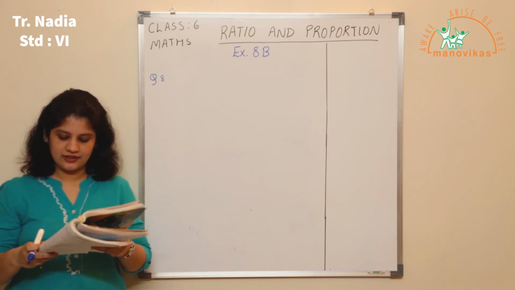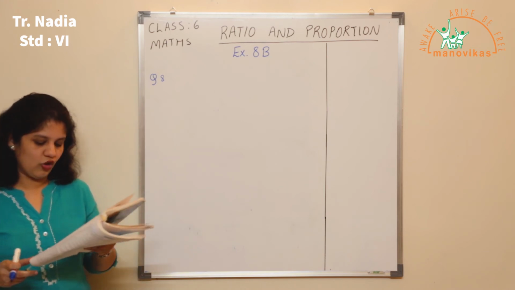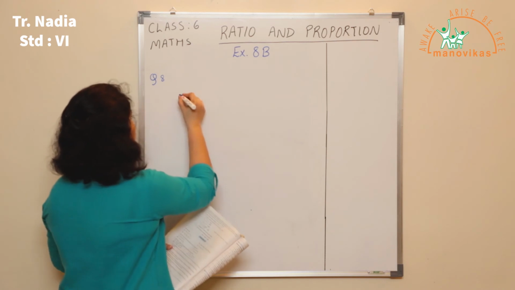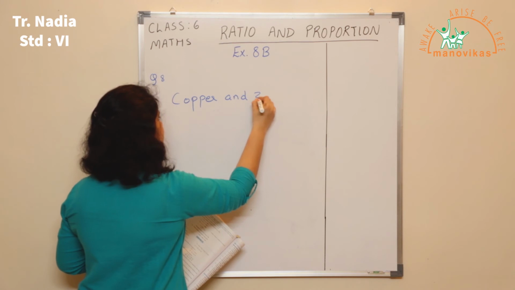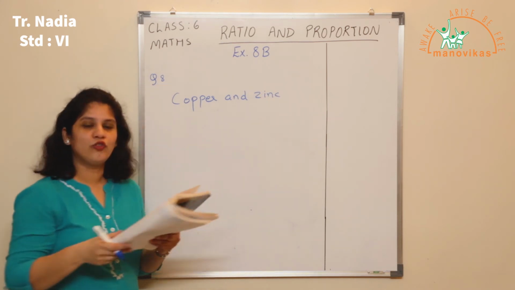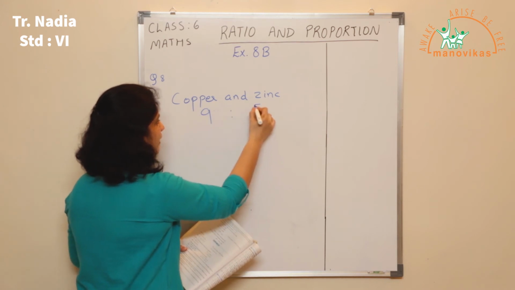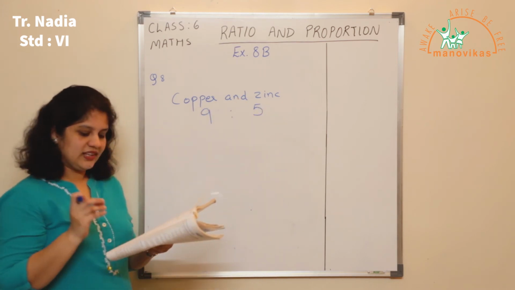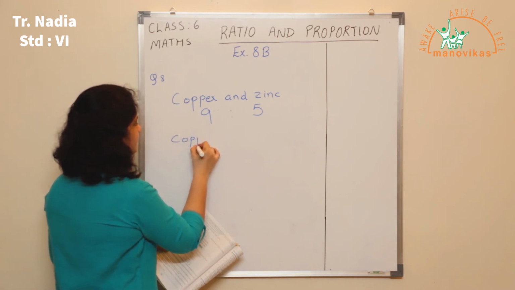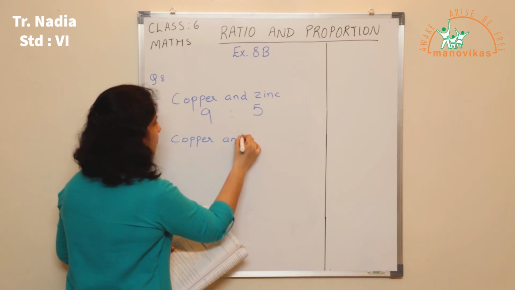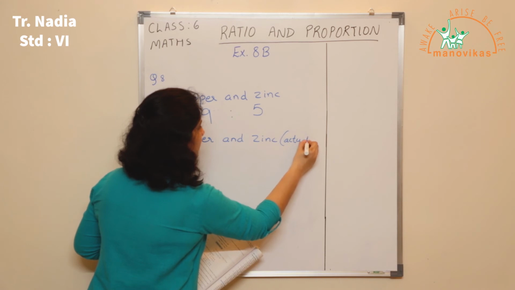The next one: the ratio of copper and zinc in an alloy is 9:5. If the weight of zinc in the alloy is 9.5 grams, what is the weight of copper in it? So we have copper and zinc. The ratio of copper and zinc in the alloy is 9:5. This is the ratio. Now the actual weight we have to find.